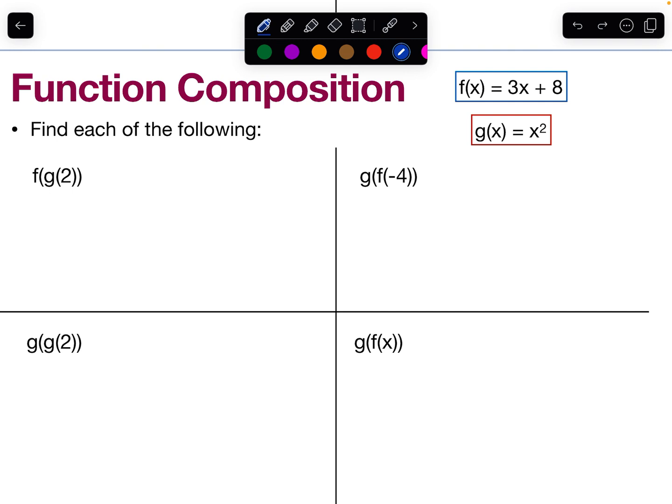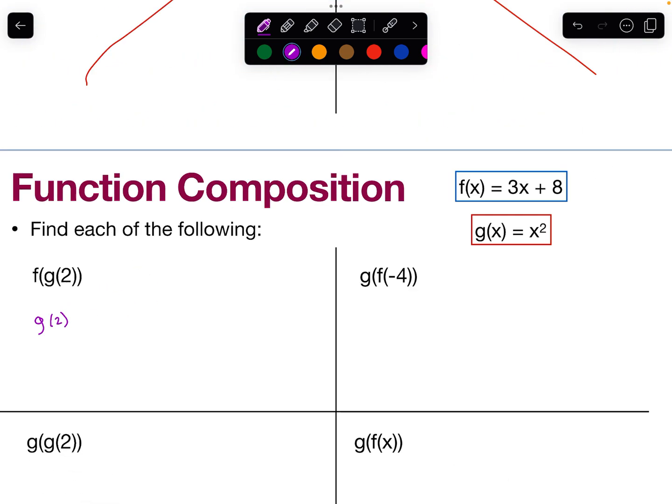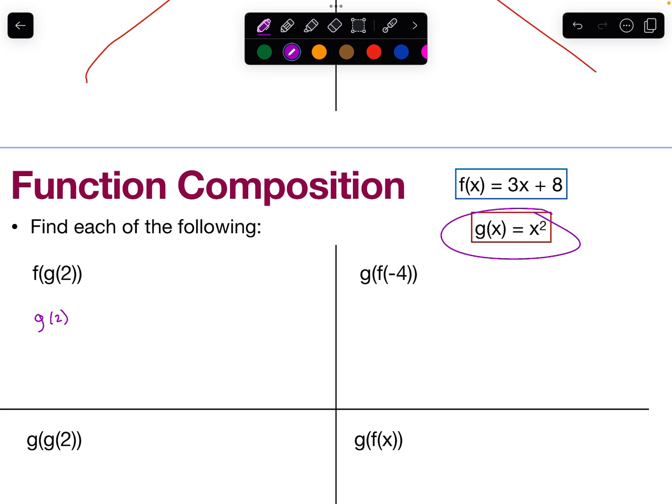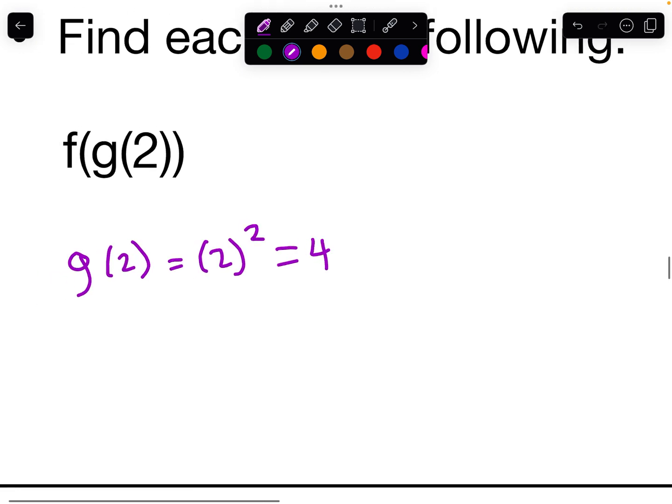But let's start with f of g of 2. If I try to color code this, it's going to get really obnoxious really fast, so I'm just going to stick to one color today. I'll stick to purple here. We have to calculate first g of 2. We're going to plug 2 into that function g. Here is that function g. Its rule is x squared. So when we plug 2 into that function, we'll do 2 squared, which is 4. So g of 2 is 4, but that's not our final answer here.